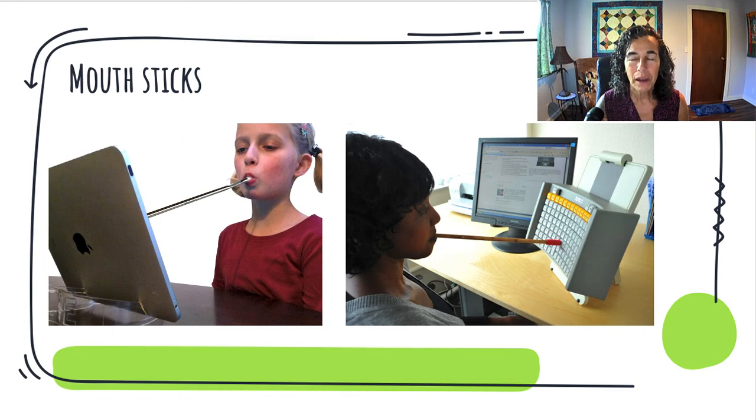We also recommend mouth sticks or head sticks. So for the child that has some upper extremity paralysis or lack of function, they can either wear a stick on their head or put a stick in their mouth, and it can be used to augment communication or to point.